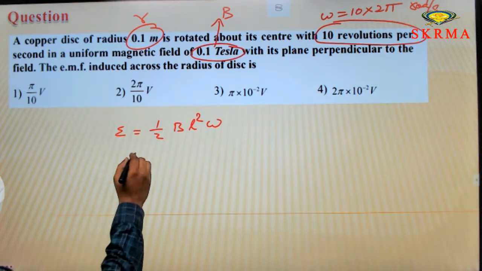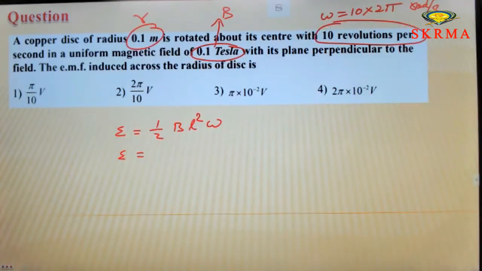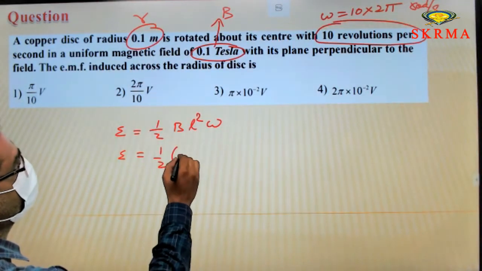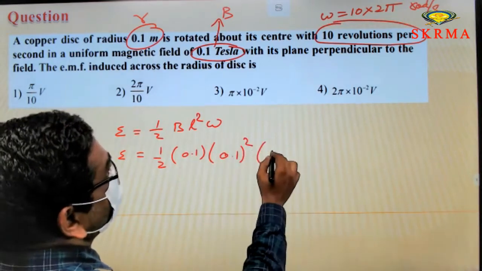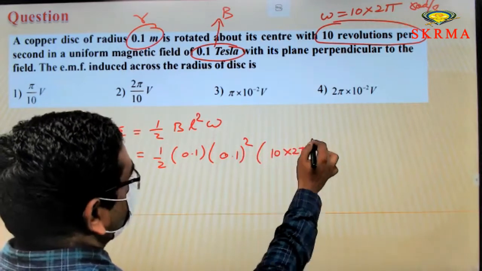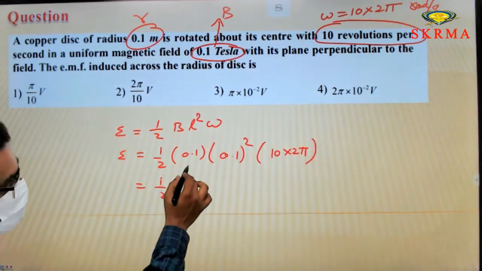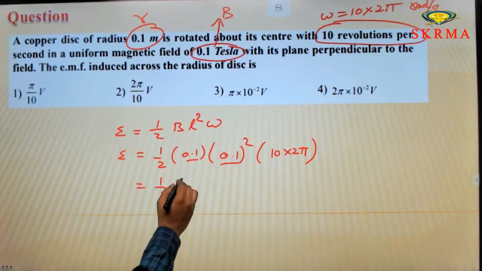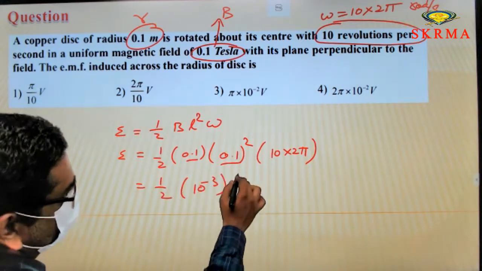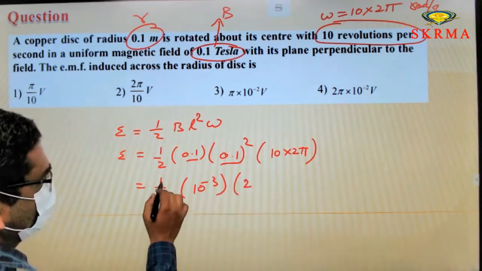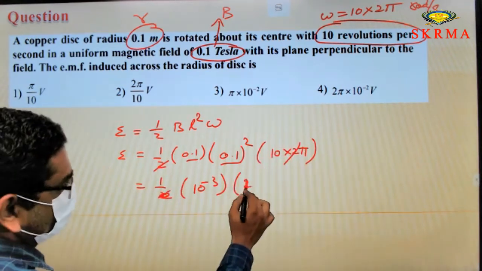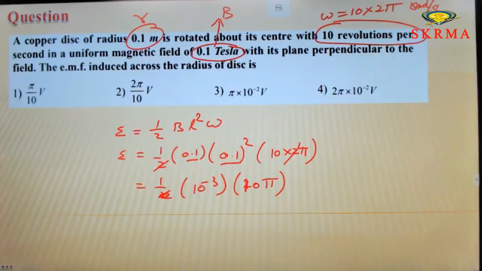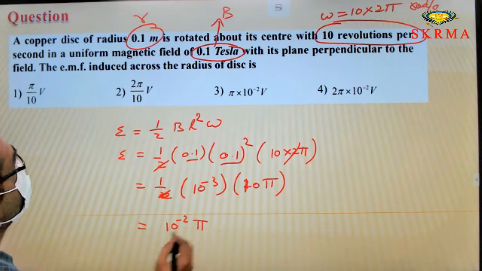So if it is due to rotation, this is the formula. Now substitute the values. 1 by 2 into 0.1 into length whole square, 0.1 whole square into omega 10 into 2 pi is equal to 1 by 2 into 0.1, 0.1 whole square. Nothing but 10 power minus 3. So 2 get cancelled out, 10 pi. That is 10 power minus 2 pi.